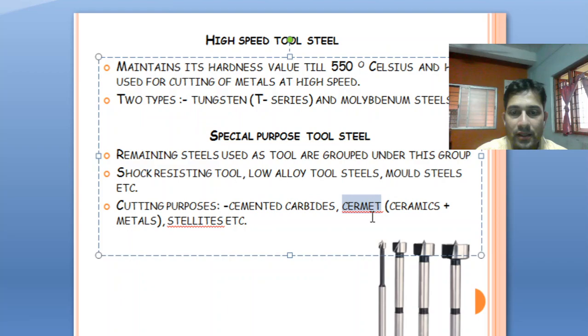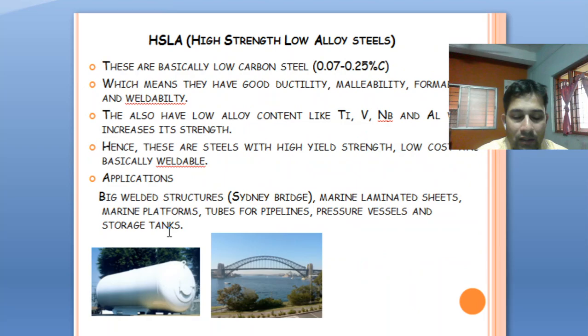The next type of steel which we are going to discuss is called HSLA, that is high strength low alloy steel. The basic feature of this type of steel is that it contains low alloying elements, plus it has low carbon content also. Because of this low alloying elements as well as low carbon content, this type of steel shows high strength. Let us go ahead with the discussion.